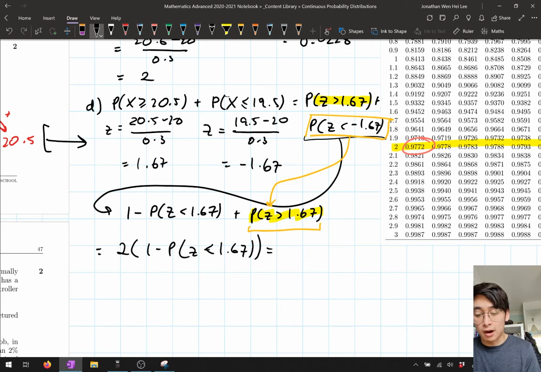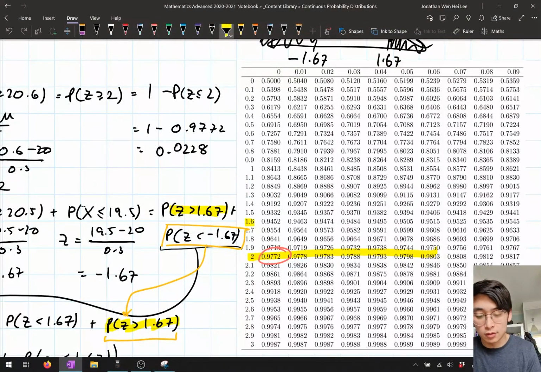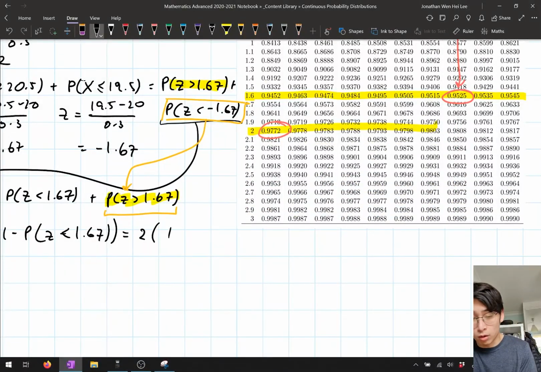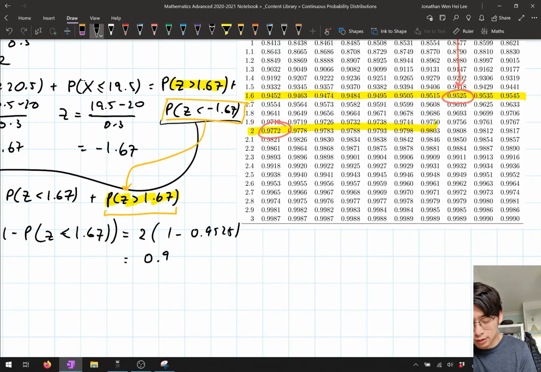So let's figure out what this is. P of z less than 1.67: I'm going to go to my table. 1.6 is over here, the first two digits, and I read across in this row: 6, 7, so I'm rounding to the 7. I take this value over here, which is 0.9525. So this is 2 times 1 minus 0.9525. Let's put that in the calculator, 2 lots of 1 minus 0.9525. Yep, that's correct, and we get 0.9095.